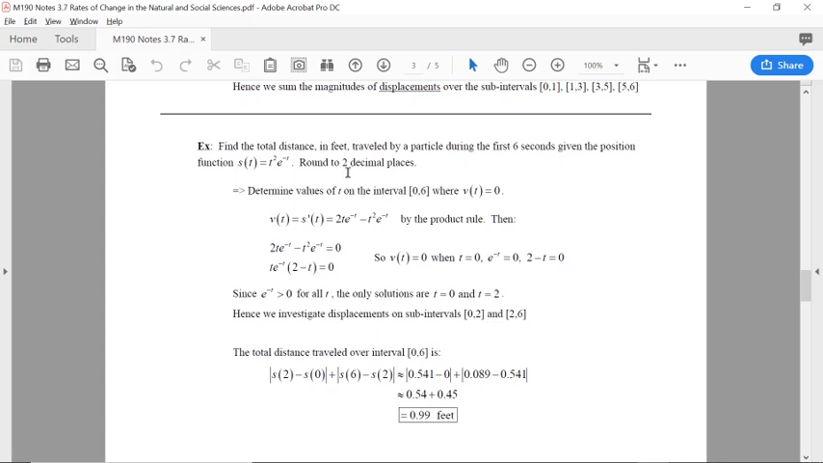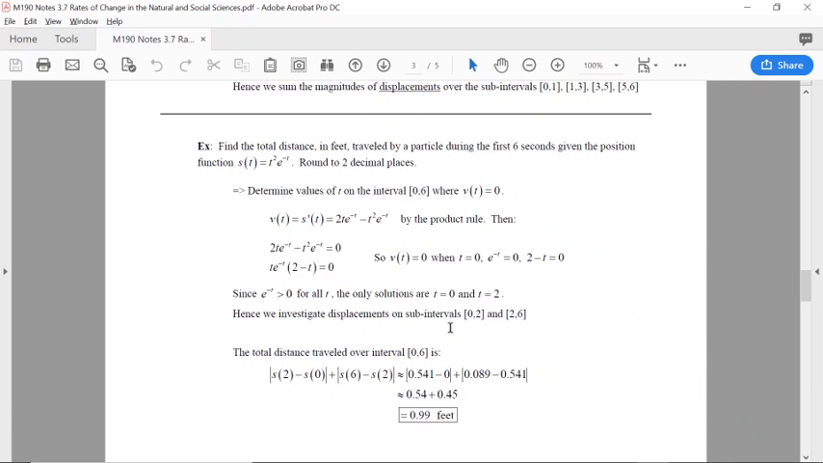And we're interested in finding the distance they traveled during the first 6 seconds. That is on the closed interval 0 to 6. So t is equal to 0 is already an endpoint to that interval, so we only have to choose t is equal to 2 to subdivide this interval.